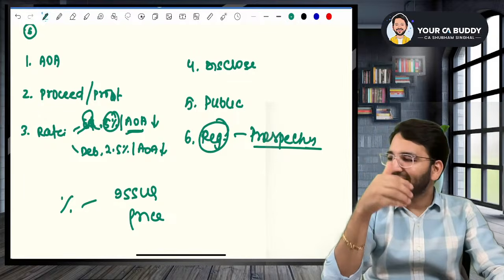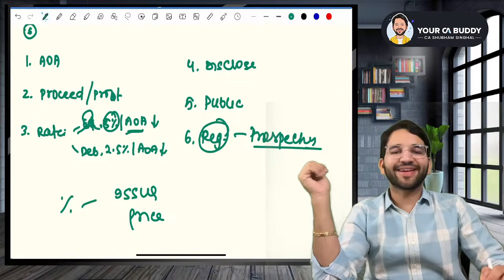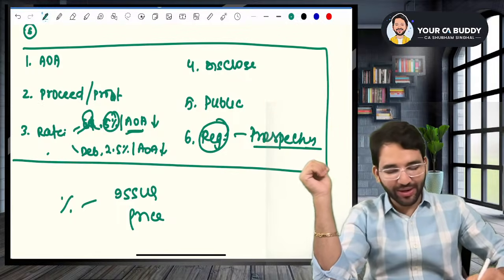Are you with me, guys? Yes, sir. Sir, what is this? Sir, these are the 6 conditions that you need to take care of when you come to an underwriting agreement.